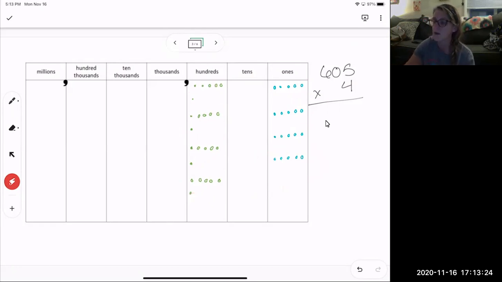Okay, so looking, the first thing we're going to do is record our ones place using our unit form. So we're going to record that multiplication in our ones place using unit form. So we have 5 ones times 4.